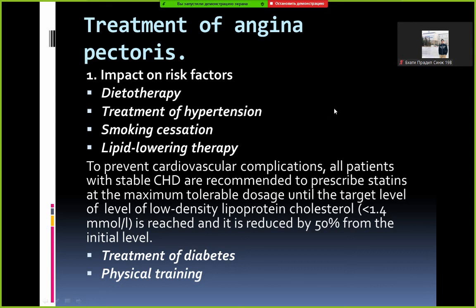To prevent cardiovascular complications, all patients with stable coronary heart disease are recommended to prescribe statins at the maximum tolerable dose until the target level of low-density lipoprotein cholesterol is reached. The target level is less than 1.4 millimole per liter, or it is reduced by 50% from the initial level. Then we must treat diabetes mellitus if it is present, and physical training.